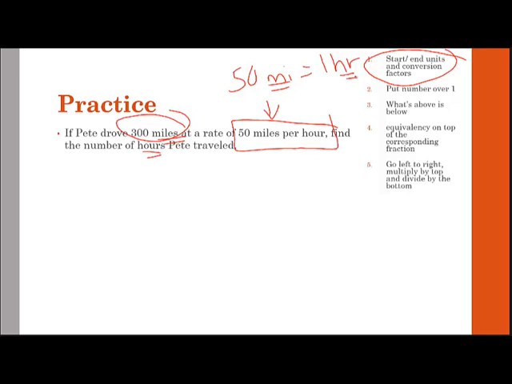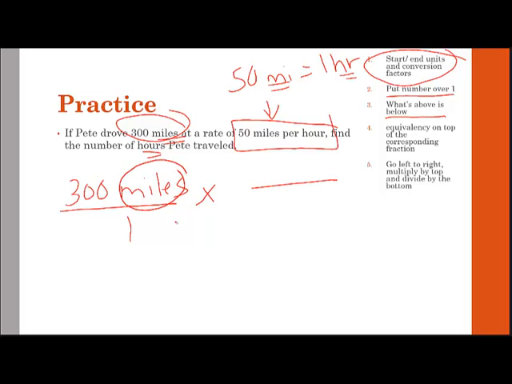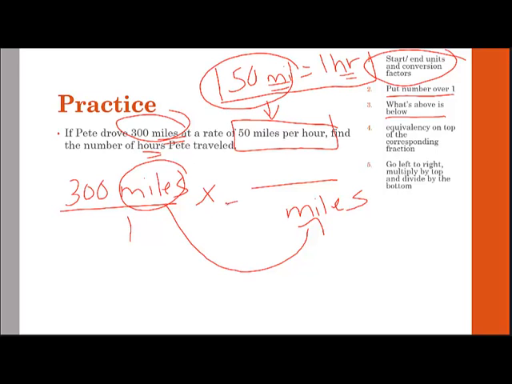Put the number over 1. 300 miles over 1. What's above is below. So miles is on top, miles should be on bottom. If I come up here and I look for miles, I see 50 goes with the miles. That's equal to 1 hour. The equivalency is on the top. Now go from left to right. 300 times 1 divided by 50. That brings us to 6 hours.